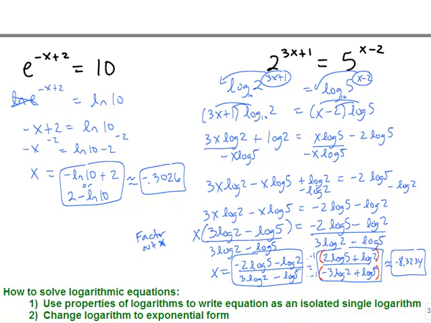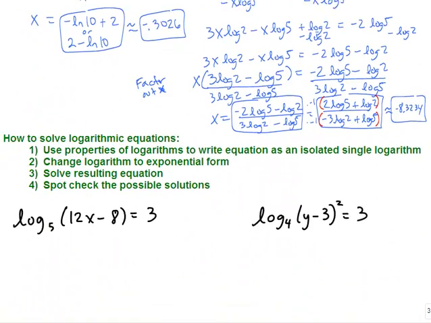Okay, so that's how we solve exponential equations. Either try to get the bases to match and then set the exponents equal to each other, or if the bases don't match, take either log base 10 or the ln of both sides and solve for x.